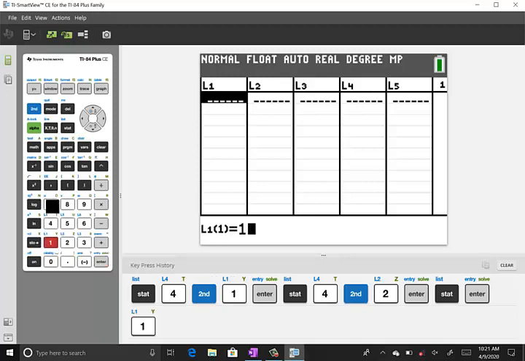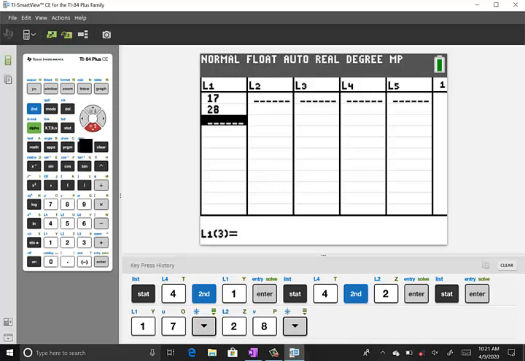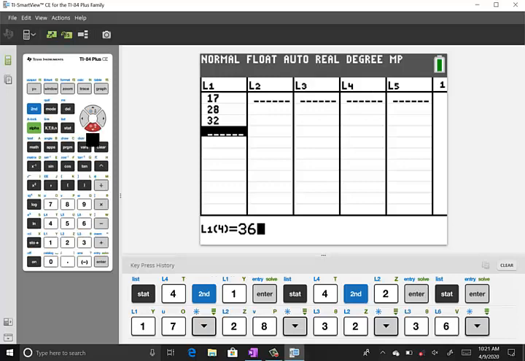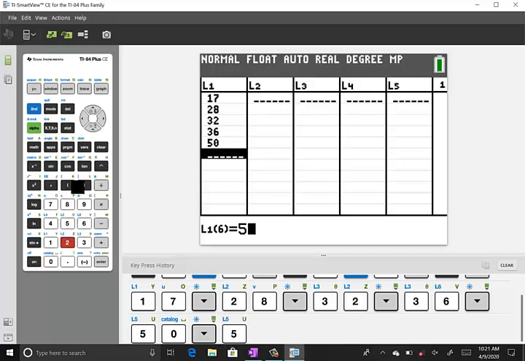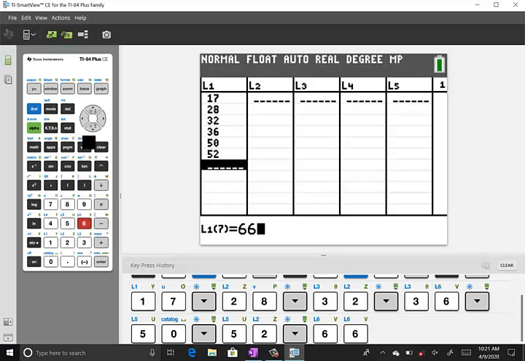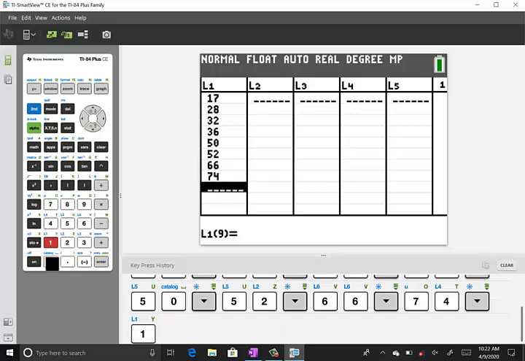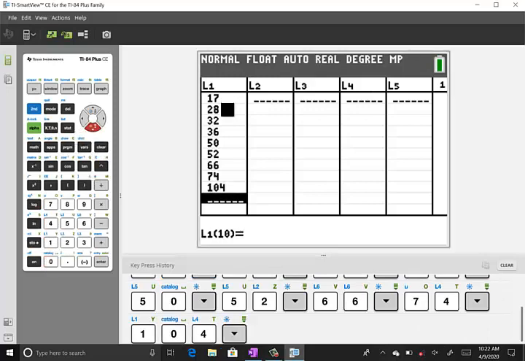So 17, to see it, press down. 28, 32, 36, 50, 52, 66, 74, 104. Make sure you have enough numbers. We have 9 numbers, so 1, 2, 3, 4, 5, 6, 7, 8, 9. 9 numbers. We're good to go. I didn't forget any numbers.